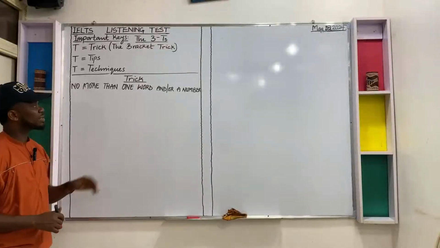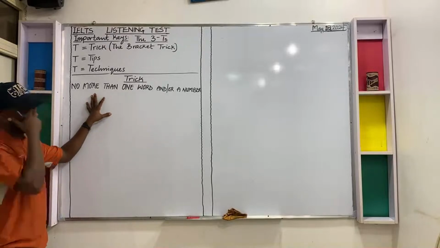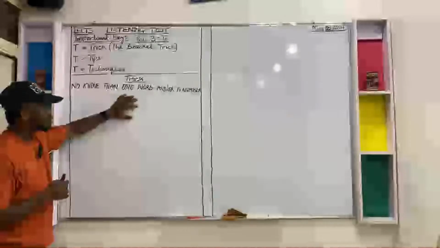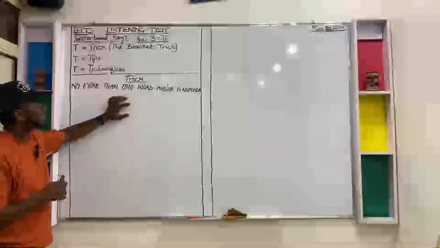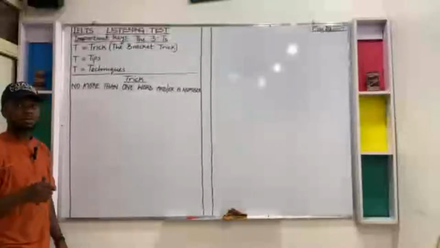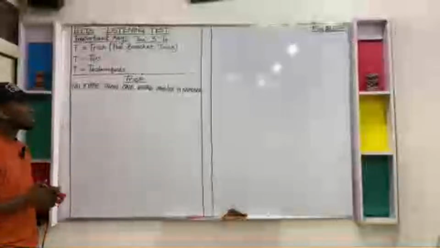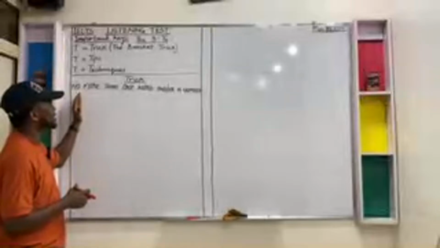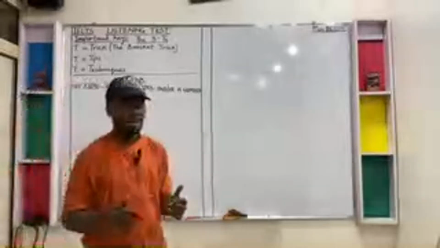Now, how do we then apply this bracket trick? It works hand in glove. Now, what instructions do you find in the listening test? It's this template: no more than one word and or a number. Now, how does this play out? When you find this, no more than one word and or a number, what does it mean? How would you interpret it?